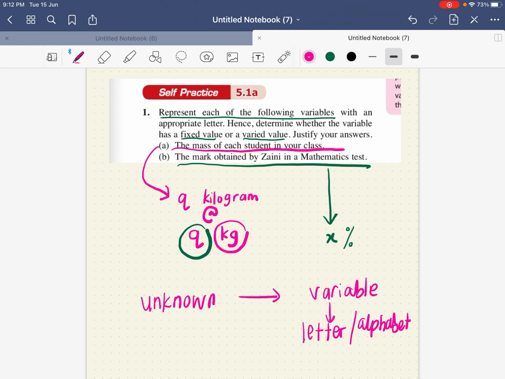Okay, yang ketiga, 4 blocks are taken out from the bag. 4 blok di dalam bag yang ada X yang kita tak tahu tu.